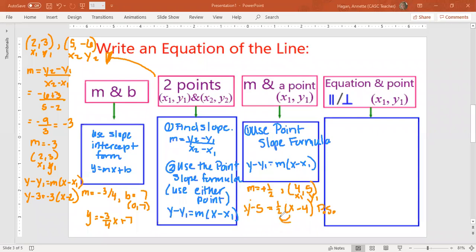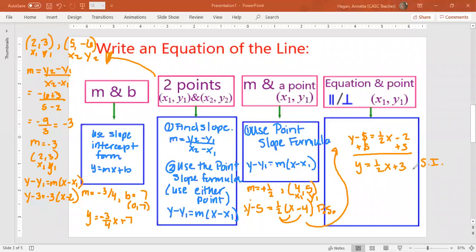So I would distribute the slope, and I'm going to come up here and work because I don't need this box just yet. So I have y minus 5 equals 1/2 x, and half of negative 4 is minus 2. And then I'm going to add 5 to each side. So I get y equals 1/2 x plus 3. Now I'm in slope intercept form.